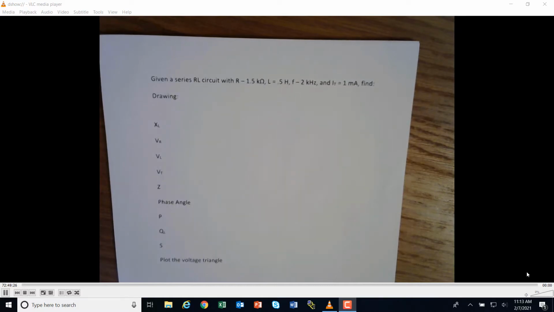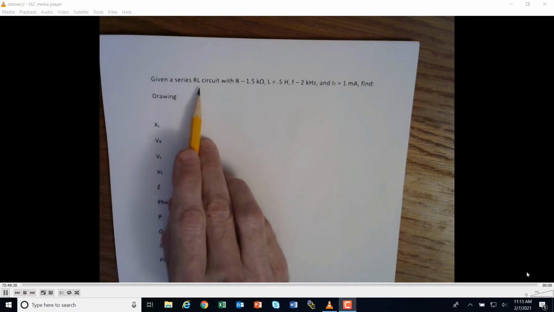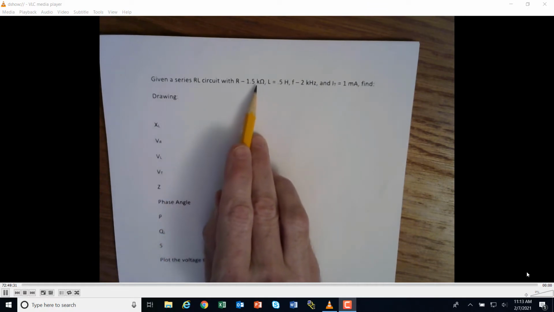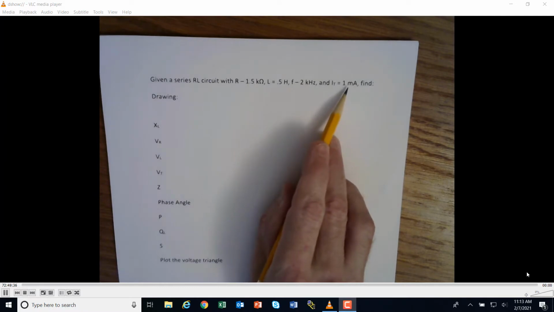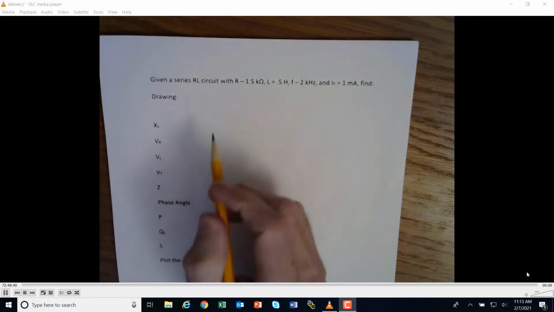Okay, let's just take a look at a series RL circuit review. So we're going to start with our drawing right here, and we're going to note that K means 1,000 here, and M is your milliamp. So you got to remember to keep your decimal places in mind.